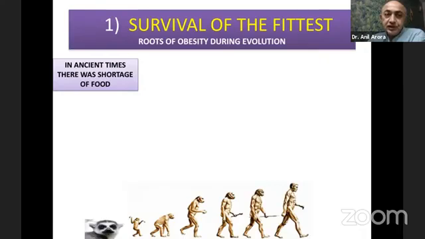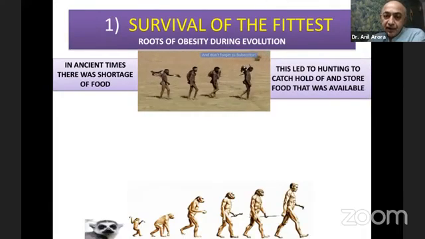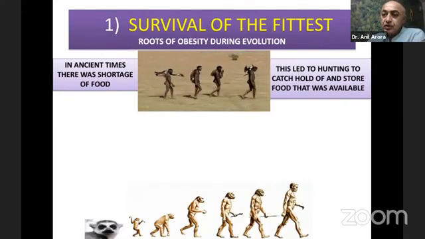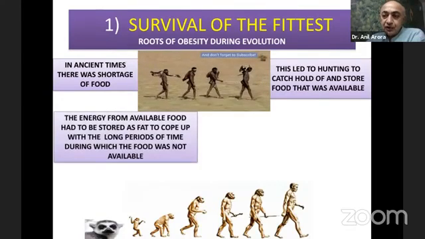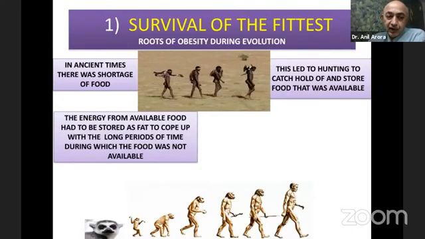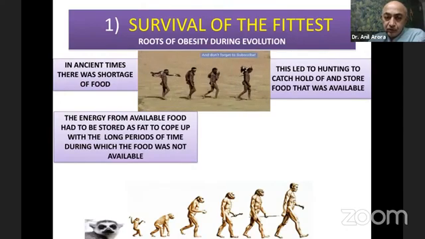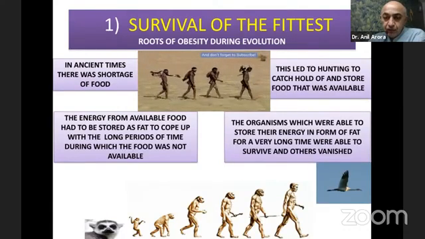In ancient times, there was a shortage of food, and hence mankind had to travel for ages to get food. This led to hunting, to catch and to store the food that was available scarcely. The energy available from the food had to be stored as fat to cope with long periods during which food was not available. So the organisms which were able to store their energy in the form of fat for a very long period of time were able to survive, and others vanished.